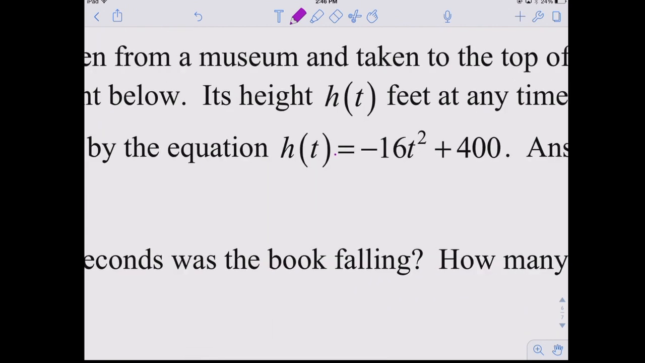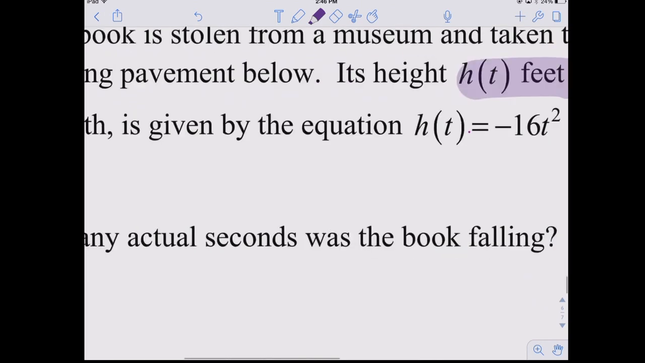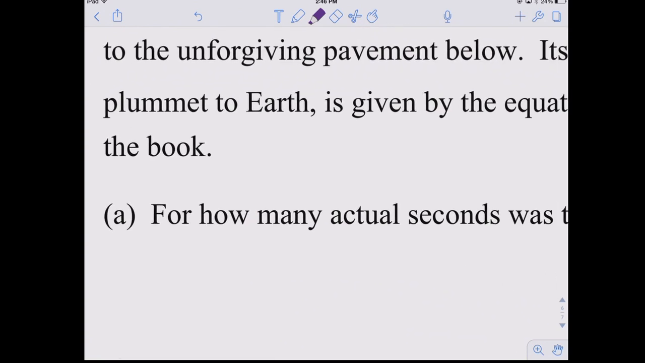The height of the book, h of t, in feet at any time t seconds during the book's brief but painful plummet to earth. Now that implies that the book is hurting as it falls, not when it hits the ground. Why is that? It's a book, and as it's falling, it's telling itself, why me? It hurts on the inside. To first have been displaced from your home, right? They don't have feelings, but they have lots of problems.